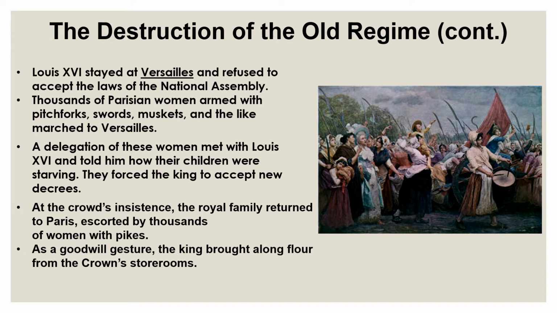As a goodwill gesture, the king also brought along flour and other grain from the crown's storerooms in Versailles. This is the whole part when Marie Antoinette supposedly said, "Let them eat cake." What she meant by that was, why are they crying for bread? Why don't they just eat cake like I do? It just showed how out of touch she was with the plight of the poor in her country. She had absolutely no idea. She was a spoiled brat who did not know anything. The royal family was virtually held prisoner in Paris from this point on in the revolution.